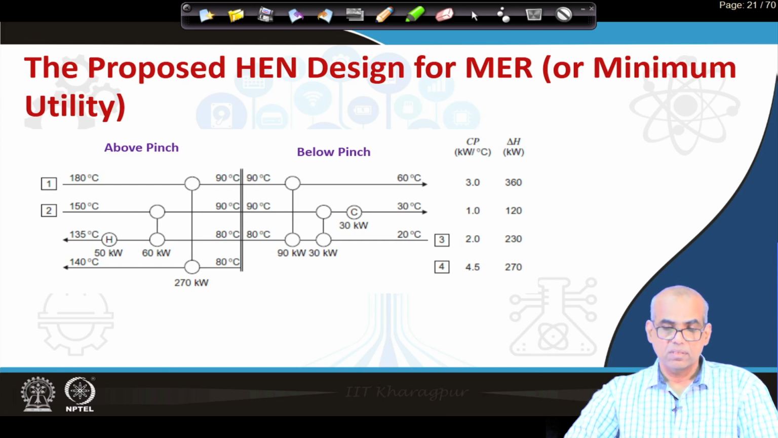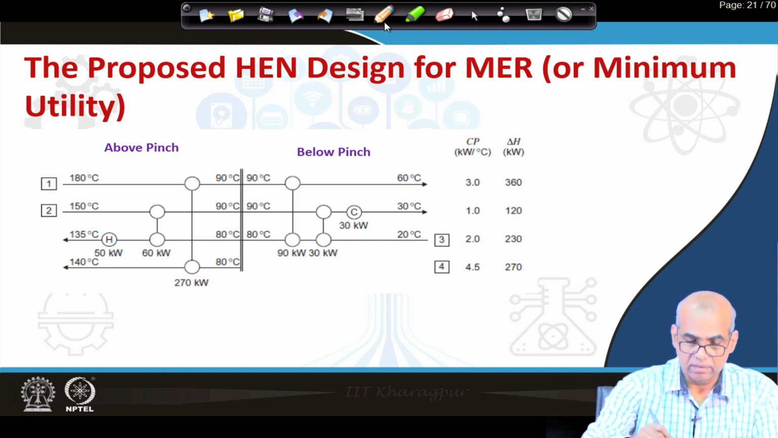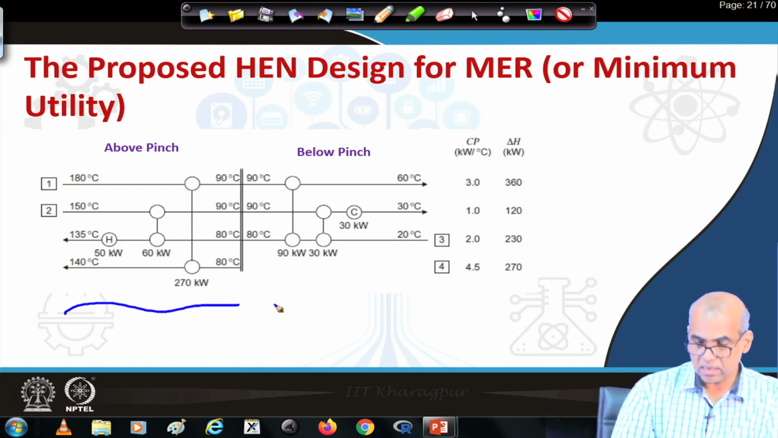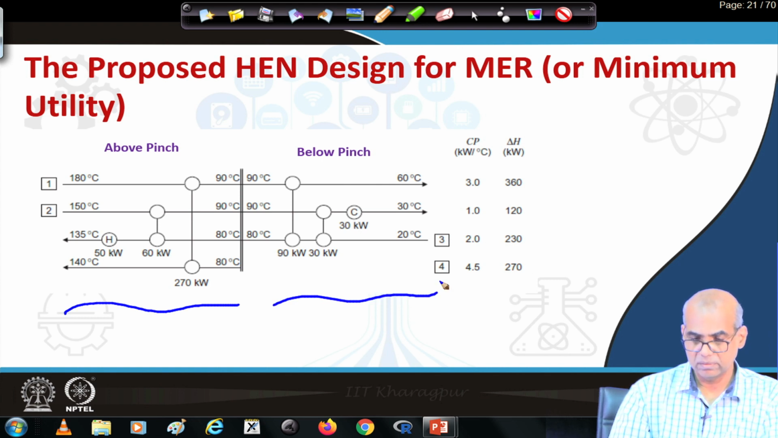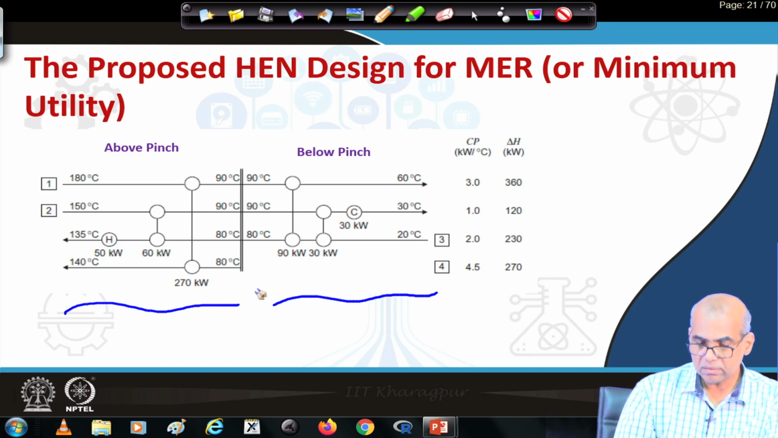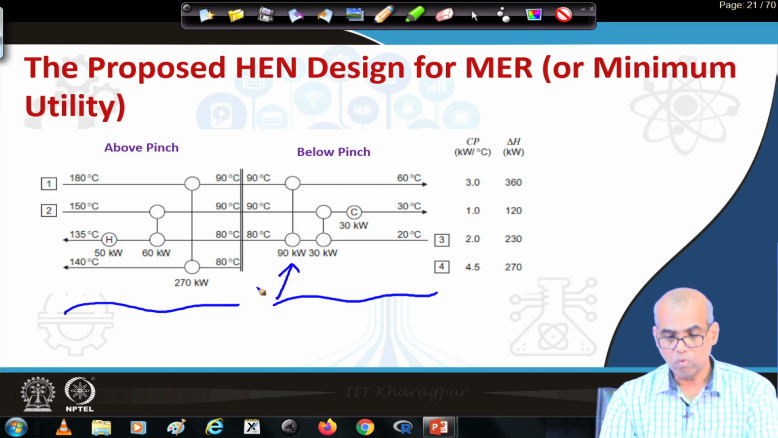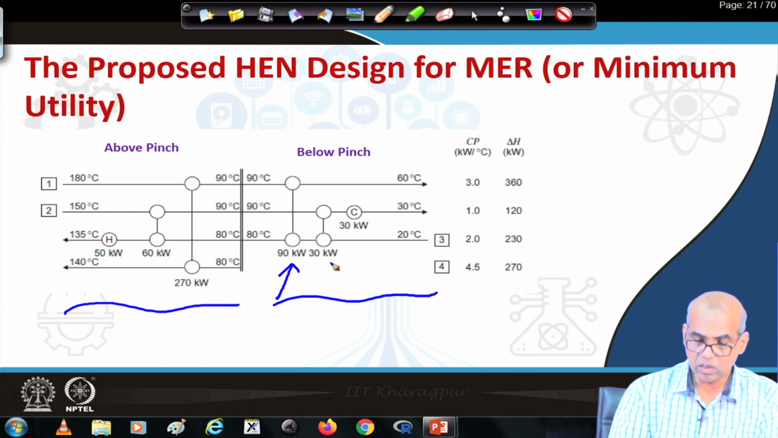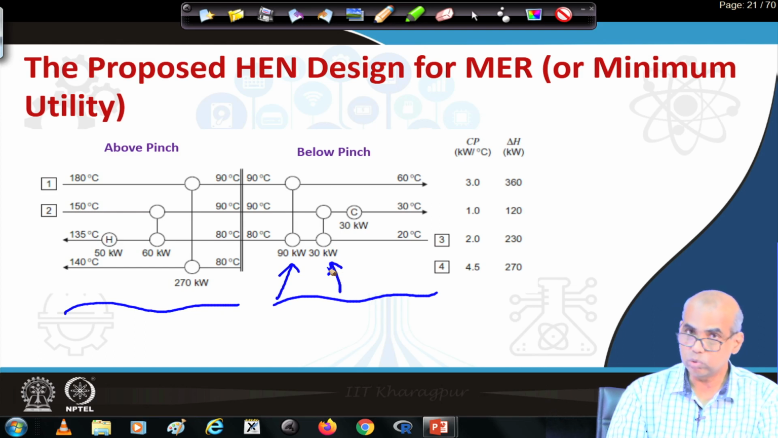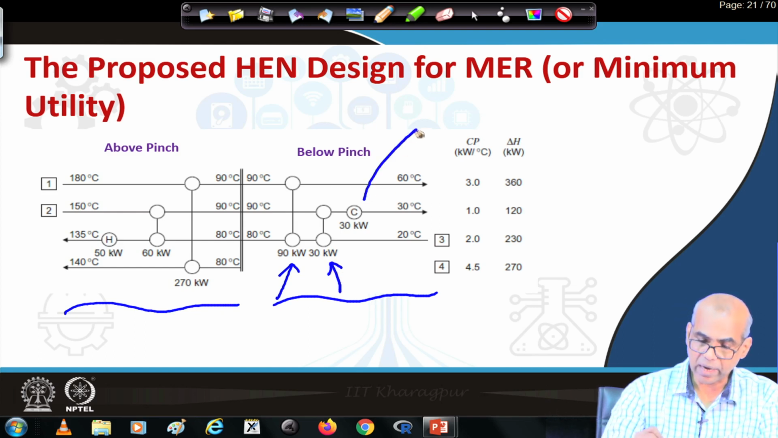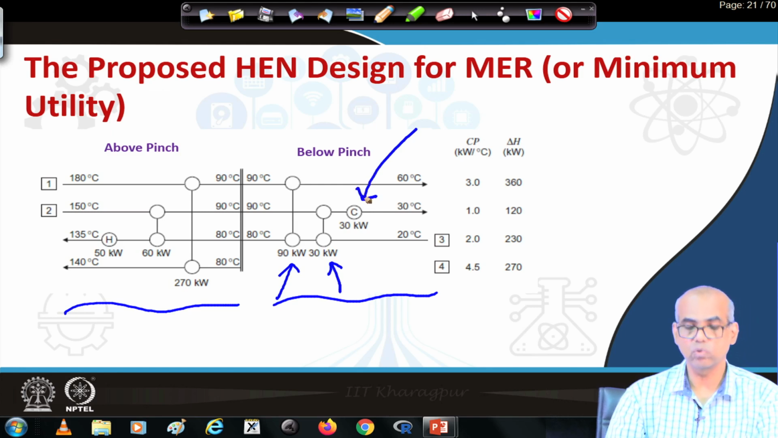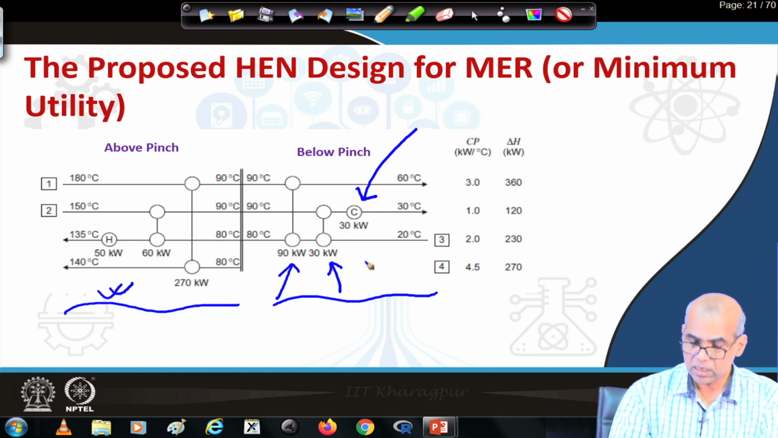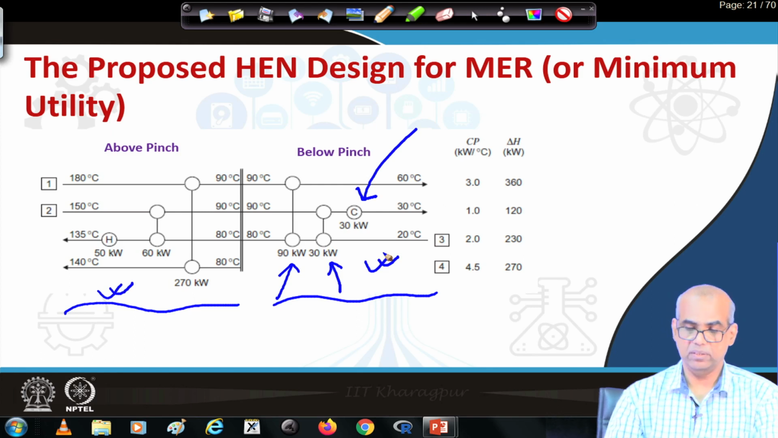So, this becomes the final complete design. This is the above pinch part and this is the below pinch part. In this below pinch part you have stream number 1 and 3 paired up. So, you obtain 90 kilowatt and then 30 kilowatt is obtained from stream number 2, but then stream number 2 requires additional cooling by a cooler. Note that only hot utility is used above the pinch, only cold utility is used below the pinch.